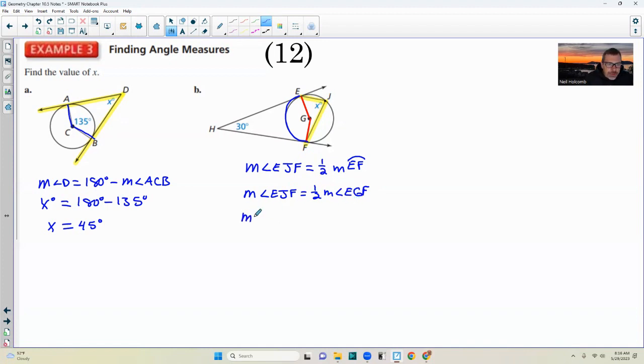Well, the measure of angle EJF equals 1/2 of 180 degrees minus the measure of angle EHF.